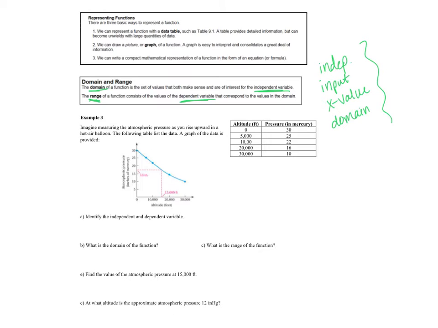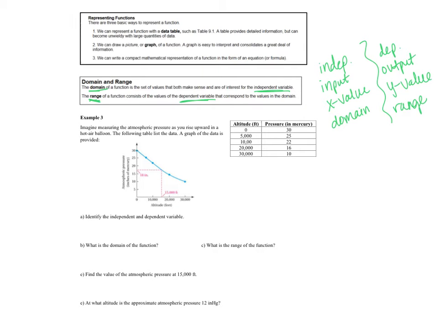So now we can make our next vocabulary list. We've got dependent, which is the same as output, which is the same as y value, which is the same as our range. So there's lots of different ways they could ask me a question, and they're really asking me the same exact thing. So I have to know how to work through that vocabulary. Now, when we look at this, we have to know how we are going to read that.